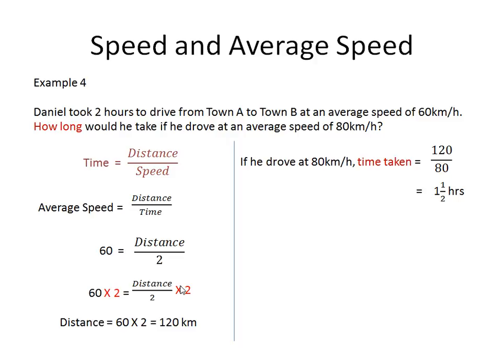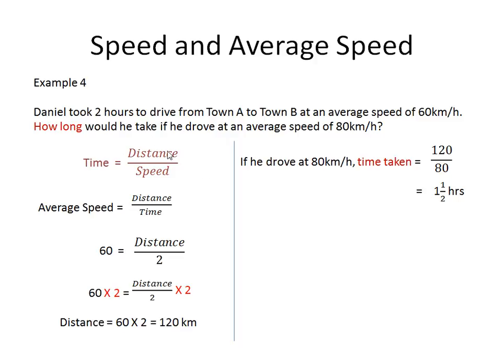The equation remains balanced. If I take distance divided by 2 times 2, the 2 and the 2, we call it cancel out. But actually what it means is 2 divided by 2 is equals to 1. So the right hand side of the equation becomes distance divided by 1, which is equals to distance. And the left hand side of the equation becomes 60 times 2, which is 120. I write it the other way around. It becomes distance is equals to 120 kilometers.